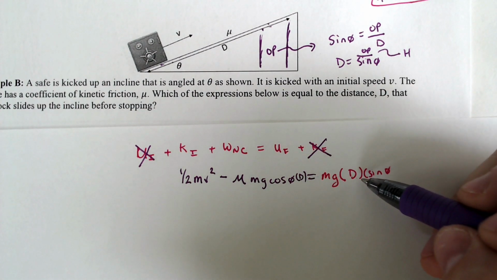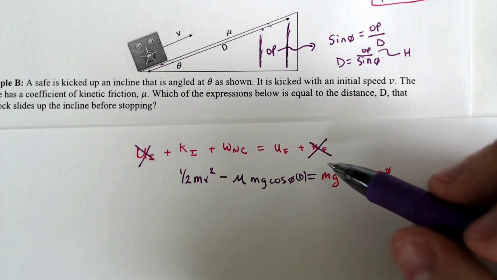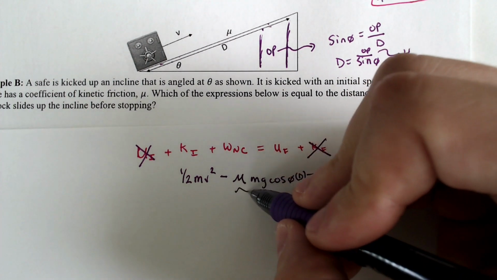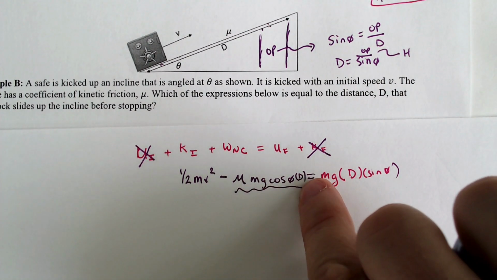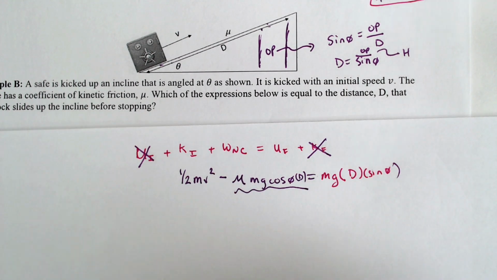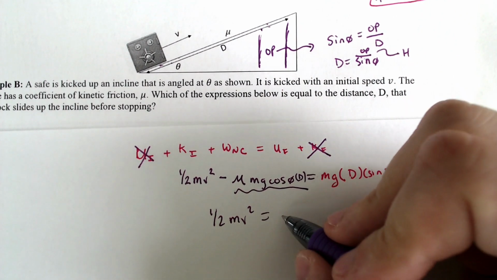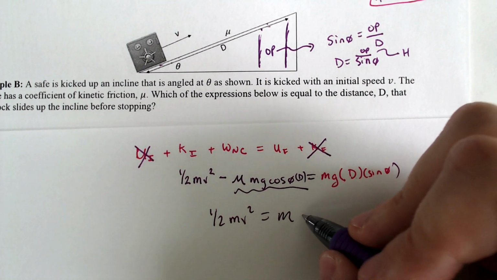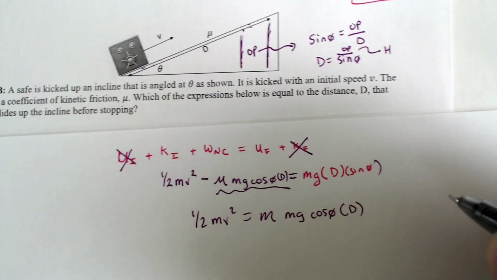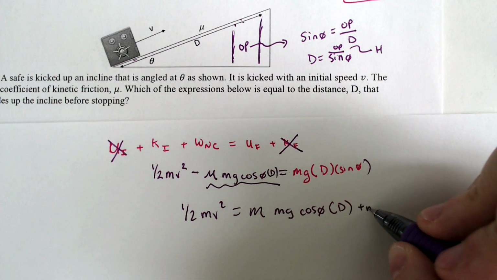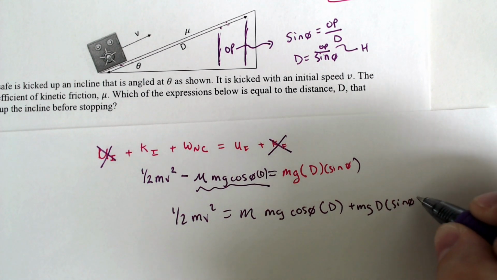We're looking for d. If we're looking for d, we need to manipulate all this stuff around, and I'm going to kind of add this part over here so that we have this d, this cosine d here, and this d right there put together. So we would have 1/2 mv squared would equal m, coefficient of friction, mg cosine theta times d, plus mg d times sine of theta.